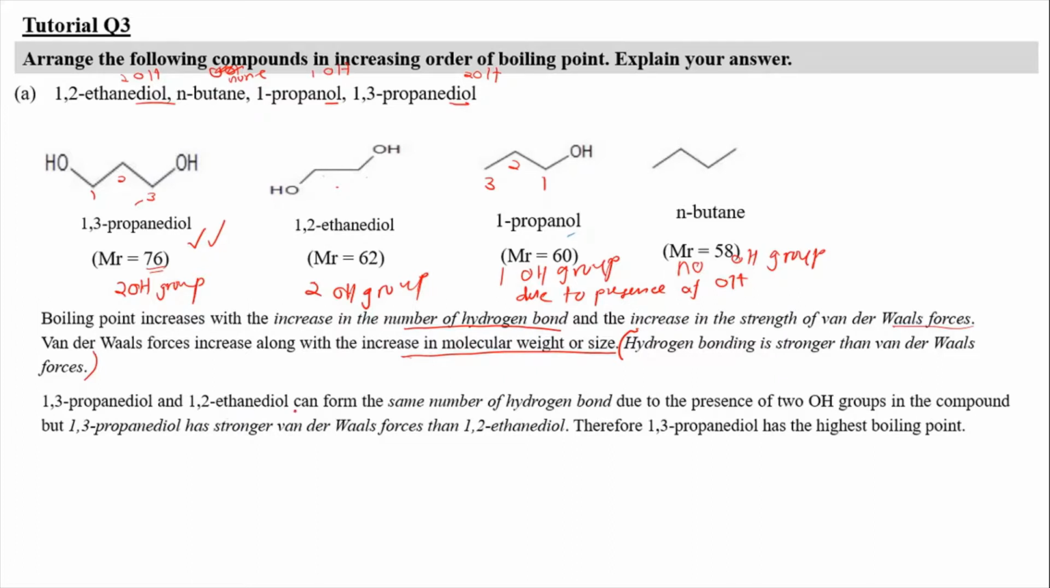1,3-propanediol and 1,2-ethanediol can form the same number of hydrogen bonds, which is 2 OH groups in the compound. But 1,3-propanediol will have stronger van der Waals forces than 1,2-ethanediol. This is due to the increase in the molecular weight, which is 76 in comparison to 62. Therefore, you can say that 1,3-propanediol has a higher boiling point than 1,2-ethanediol, 1-propanol and butane.